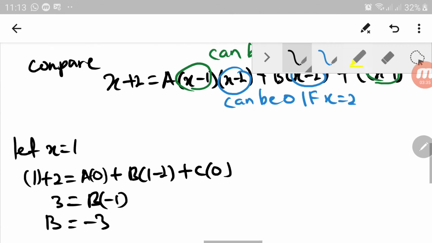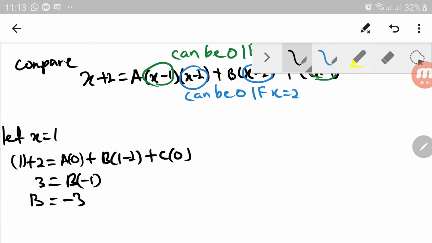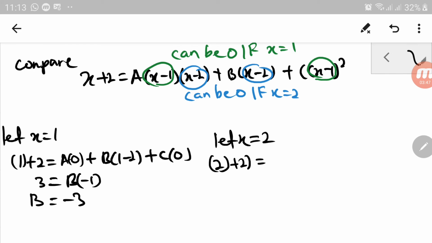Now let's proceed with the second value. We let x equals 2. So 2 plus 2 equals, now when we substitute x equals 2, the blue brackets will be 0. So A will be 0 plus B will be 0 plus C. C won't be 0, because the bracket with the green circle is not 0 when we substitute by 2. So 2 minus 1 squared is 1. So C is 4.